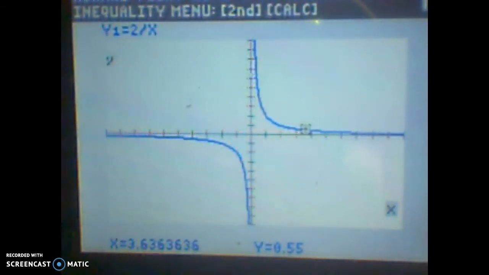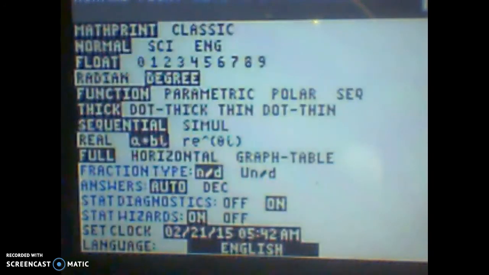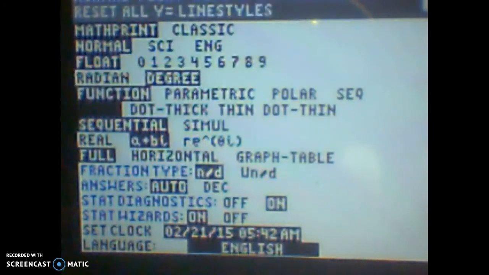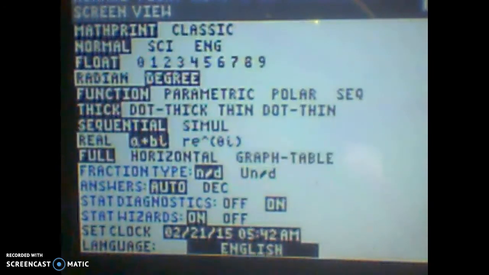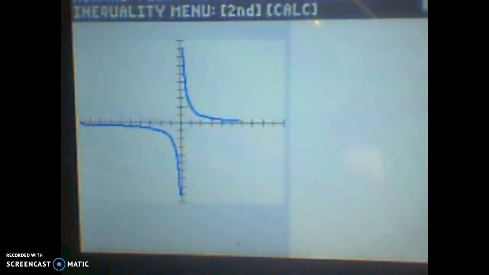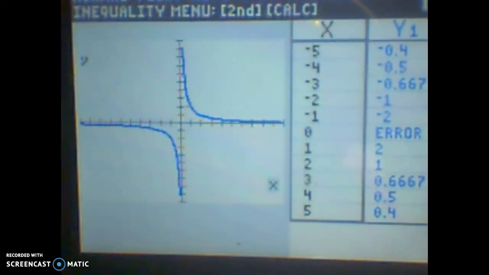Last thing is you can actually change your mode to see both of those things at the same time. If you go down here to graph table, turn that on, when you hit graph, it'll show you the graph and it will show you the table of values that corresponds to the graph. That should be enough to draw all the pictures that you need for your problem set.